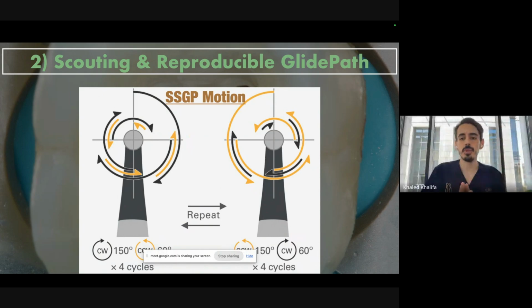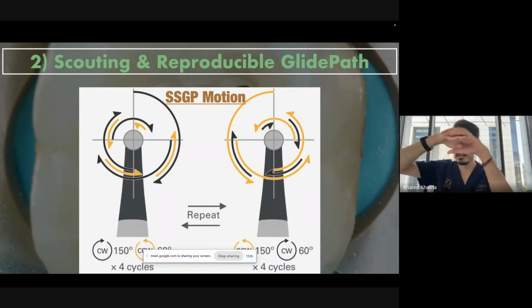The SSGP motion, the one I told you about, is simply a reciprocation motion of a clockwise motion of 150 degrees and a counterclockwise motion of 60 degrees. The device is pre-systemized. It's a built-in motion on the device, okay? The rotary file is going to do exactly like this.